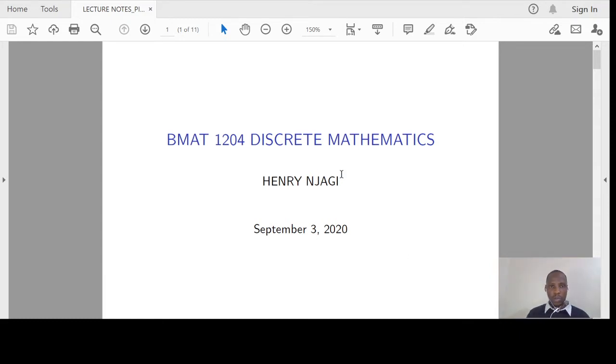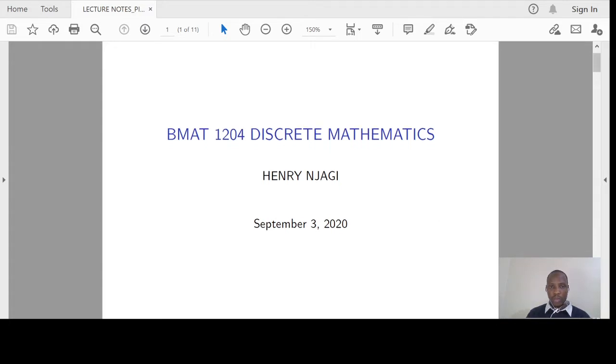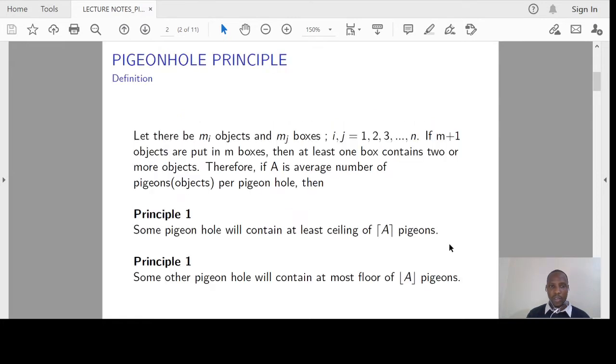Today's class we want to discuss discrete mathematics, from where we left off last class. We've covered a number of topics, and these virtual classes will just contain the topics that we did not cover. In discrete mathematics, today I would want us to discuss one of the topics known as the pigeonhole principle. So just allow me to start from the definitions.